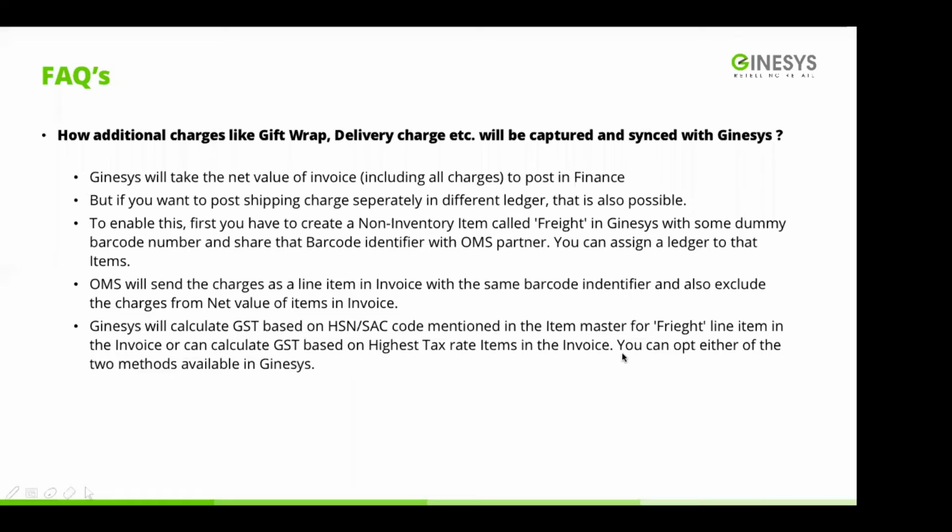Or you can opt for the highest tax rate item in that invoice. So if an invoice has 3 products and one product has 18% GST and the 2 other products are at 5% or 12%, then freight will have 18% GST. So you can take either of the options. You can calculate as per the highest tax rate item, or you can calculate the freight as per the GST tax definition. In both ways, you can calculate. So this is how we can handle the delivery charges.